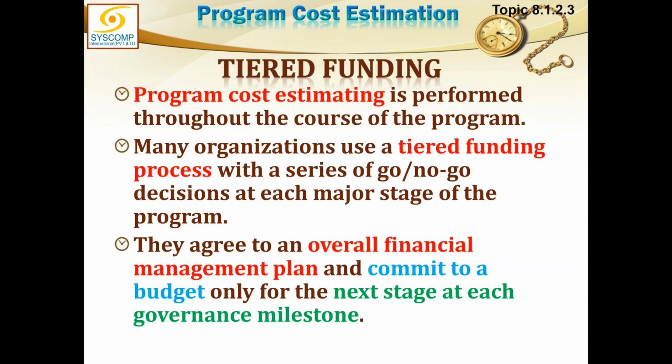Although a broad estimation could have been done in the beginning, actually the release of funding is going to be tiered. So they agree to an overall financial management plan, which is done in the beginning, and commit to the budget only for the next stage at each governance milestone.